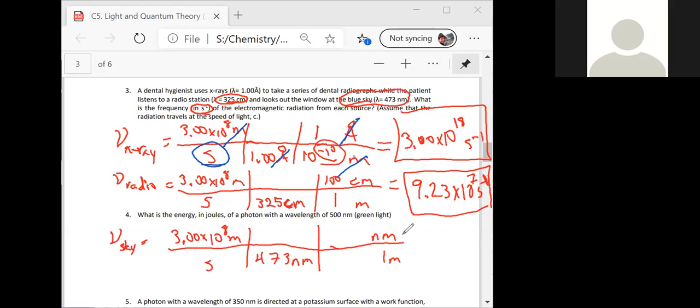Right, and how do you convert from nanometers to meters? I don't remember the conversion factor off the top of my head. Can you look it up real fast? Do you know where to find it? Yeah, it's 1 times 10 to the negative 9. Good. And nanometers are smaller than meters, so we know that 1 times 10 to the negative 9 meters is equal to 1 nanometer. All right?